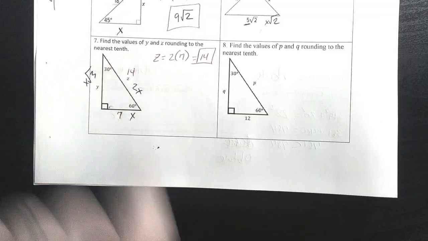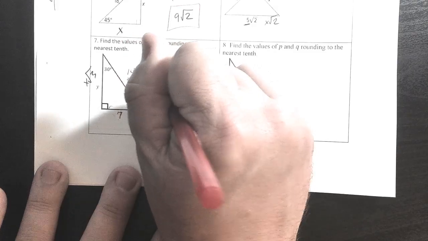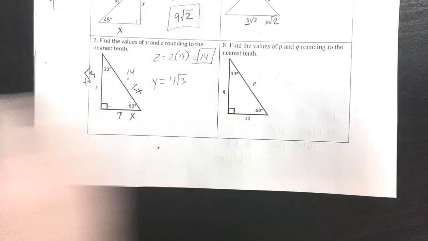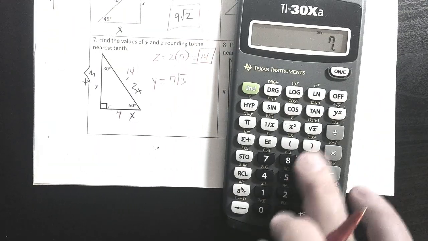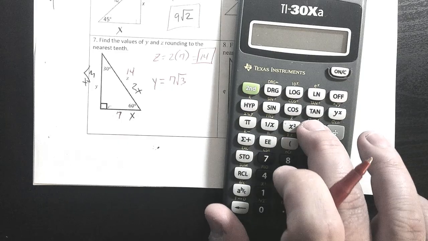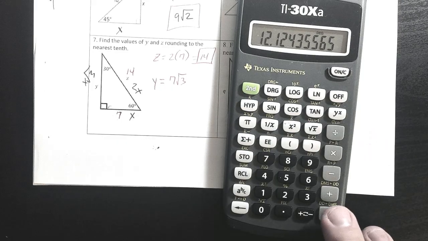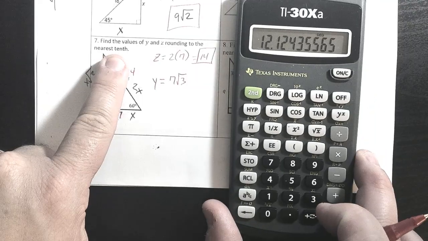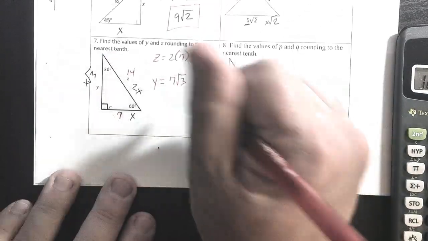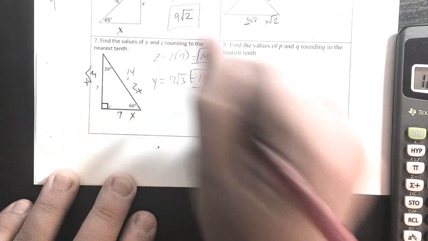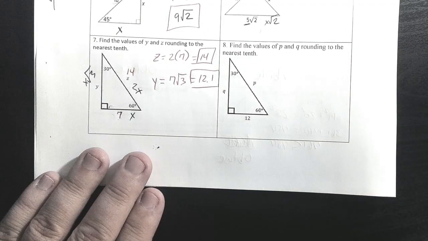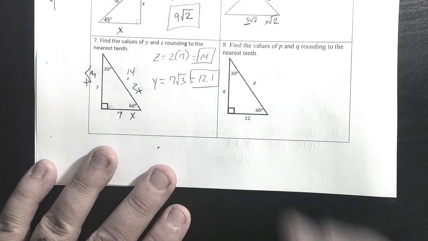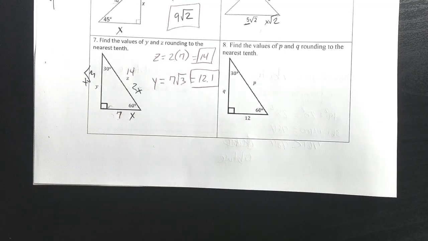Now they want it to the nearest tenth. So y is going to equal x times the square root of 3. We're going to use our calculator: 7 times the square root of 3 equals 12.12. Now they say nearest tenth, so we don't round up. That would be 12.1. Because I already know in the next lesson I'm going to be writing down what to hit on the calculator, I'm going to go ahead and start here.